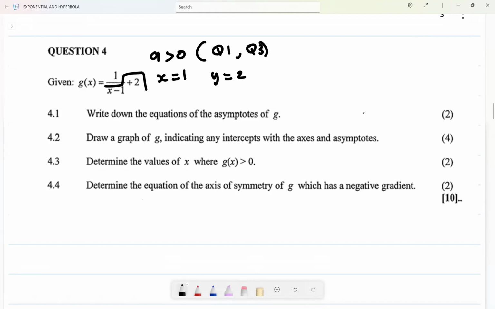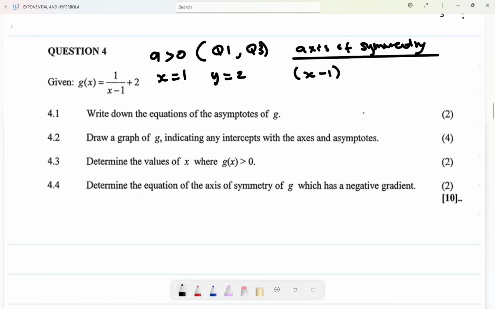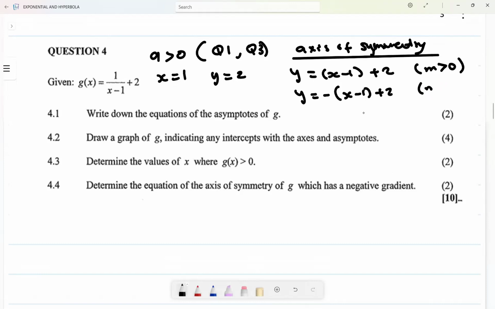Remember, when they want me the equation of the axis of symmetry, I take this. Axis of symmetry with a positive gradient, I'm going to just take x minus 1. I'm going to say y is equal to x minus 1 plus 2. This one has a positive gradient. With a negative gradient, I'm going to say negative into x minus 1 plus 2. This one with a negative gradient. Where gradient is greater than 0, this one is when gradient is less than 0, negative or positive. So I think that's all.